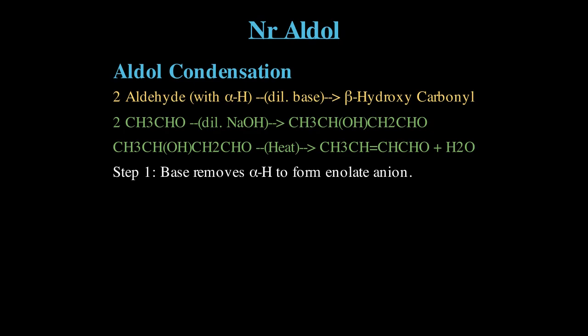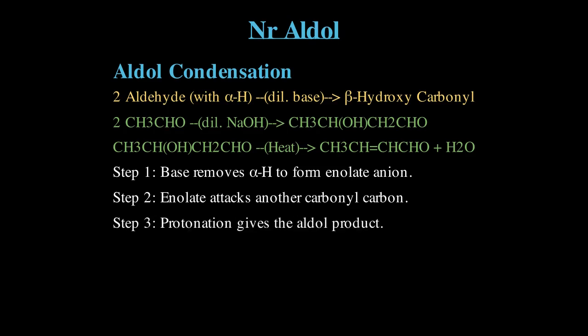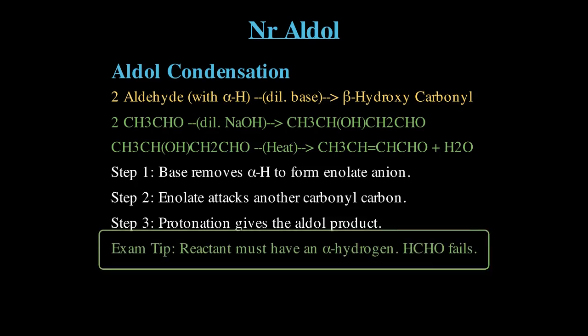This enolate anion, a powerful nucleophile, attacks the carbonyl carbon of a second aldehyde molecule. Step 3. Protonation of the resulting alkoxide ion gives the final aldol product. And finally, if heated, step 4 is a beta elimination of water. For your exam, remember this: the reactant must have an alpha hydrogen.